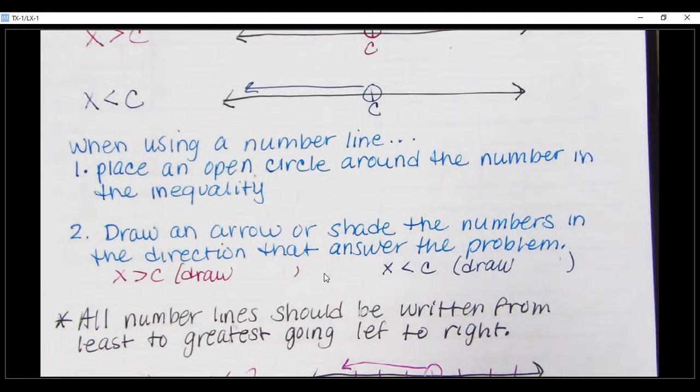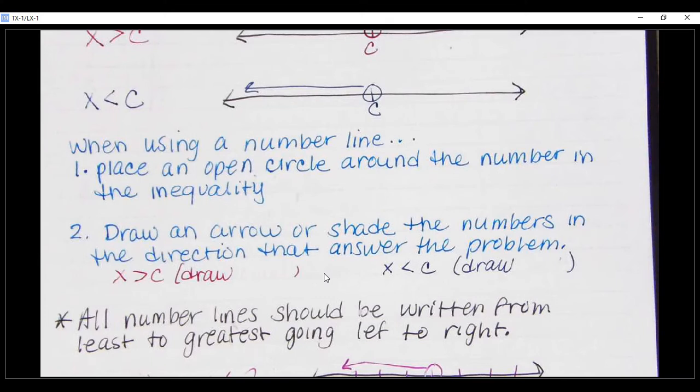First, place an open circle around the number in the inequality. It's important to keep an open circle because when you get older, you're going to be adding on to the skill where you will have a closed circle or solid and dotted lines. So the skill does add on. We're just learning the basics of it. So an open circle around the number in the inequality.